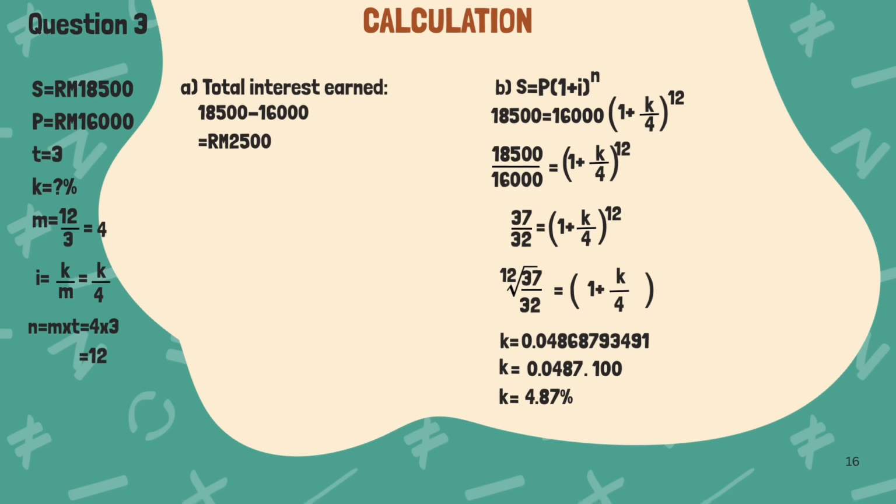Next, to find the rate, we use the same formula as S equals P open bracket 1 plus I close bracket to the power of N. Here n is equal to 4 times 3, which is 12. After the calculation, we get k is 0.0487, which is 4.87%.